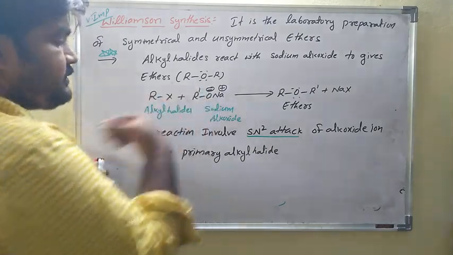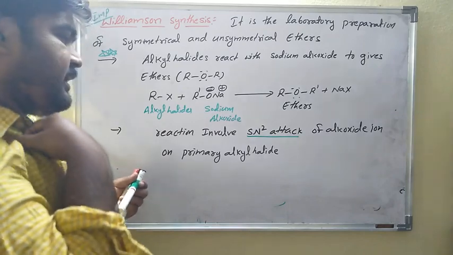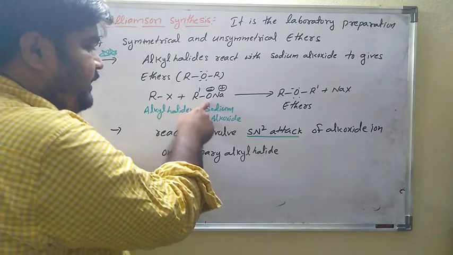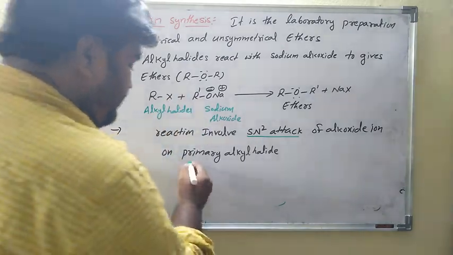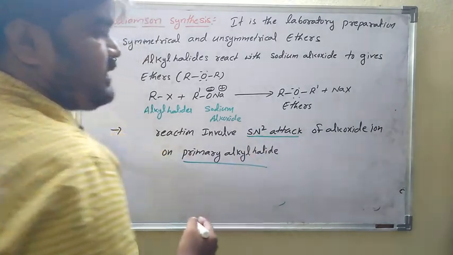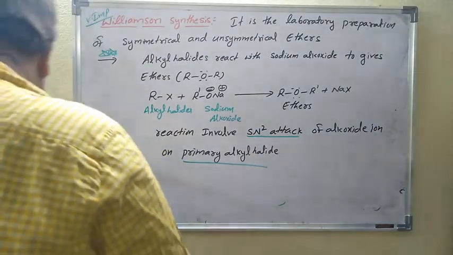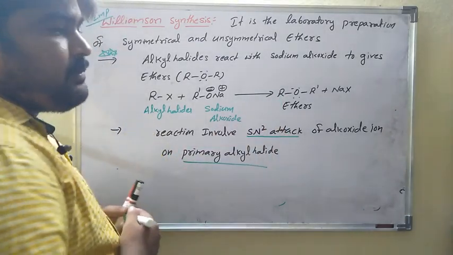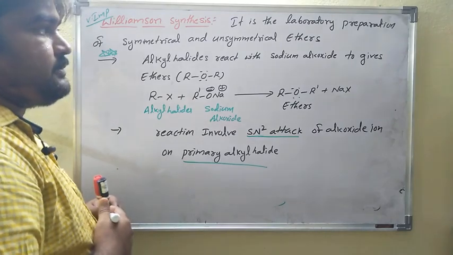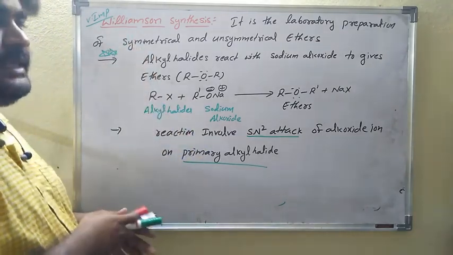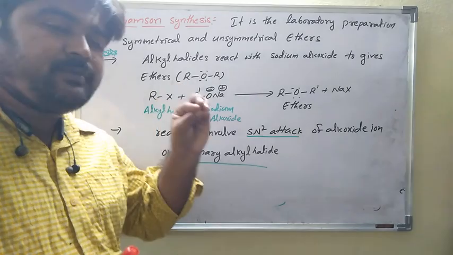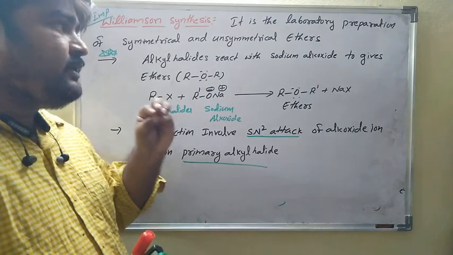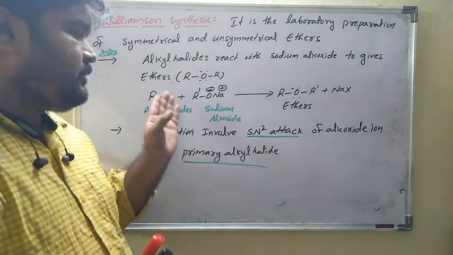This is sodium alkoxide. Already you know SN1 and SN2 reactions. Whenever a primary alkyl halide is there, it is SN2 attack of the alkoxide ion on the primary alkyl halide, a very important concept. Williamson synthesis is very important. In this laboratory preparation method we prepare symmetrical and unsymmetrical ethers. Alkyl halides react with sodium alkoxide ion to give ethers.